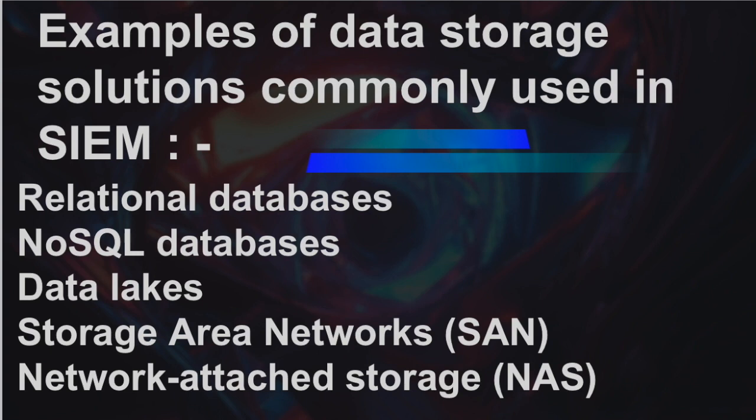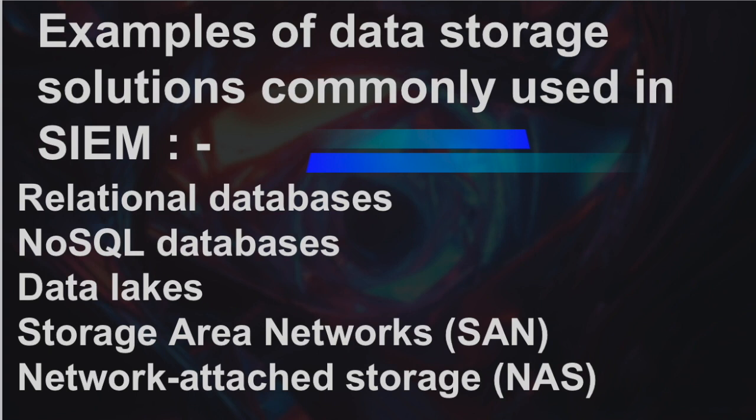The fourth example is storage area network, also known as SAN. SANs are high speed networks that provide access to centralized block level data storage. SANs are commonly used to store large volumes of data collected by SIEM agents, and provide fast and reliable access to data when needed.